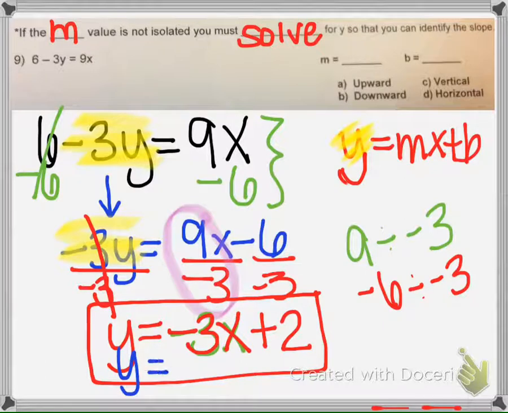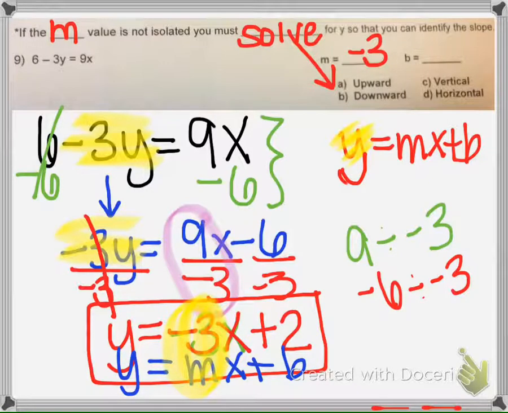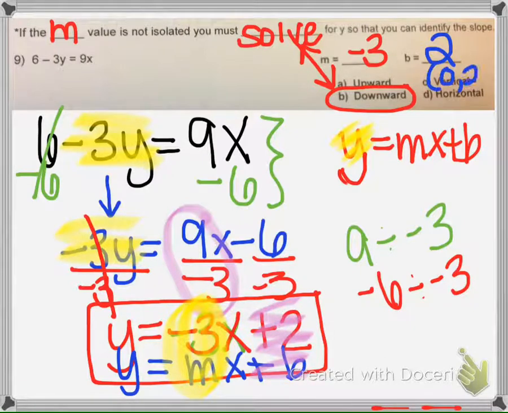So y equals mx plus b. So we know that the slope is the number here in front of the x, so the slope is -3. And because it's negative, we know the line is going to go down. And then the other number here at the end tells us that the line is going to cross the y-axis at 0, 2. So if you want to write it as 0, 2, you can, because it represents that this line is going to cross here at the y-axis at 2.